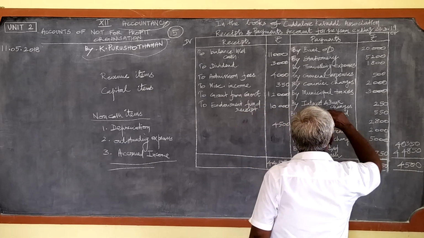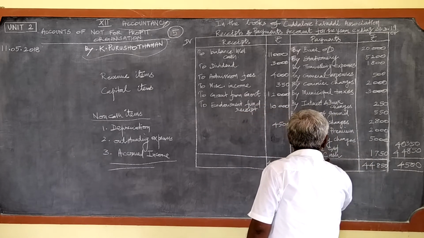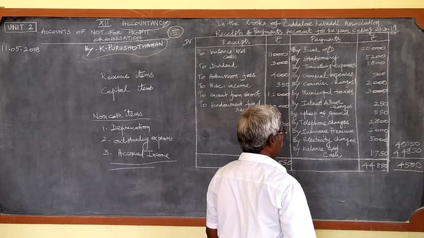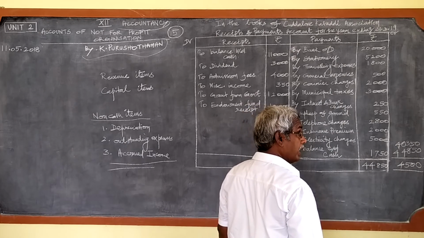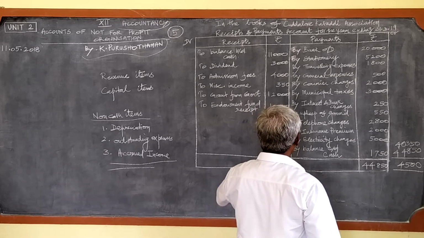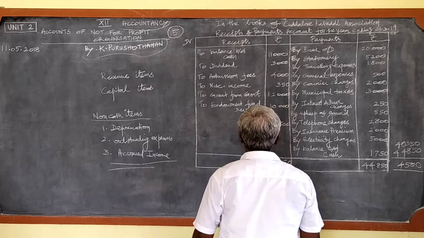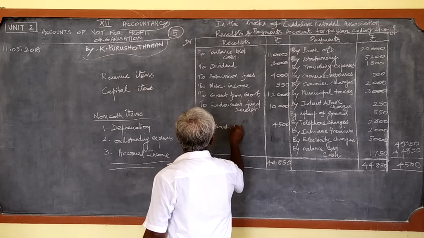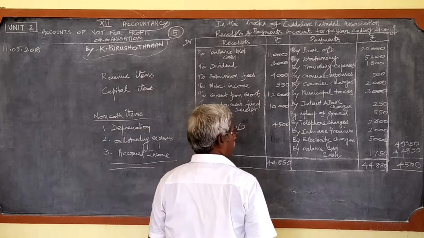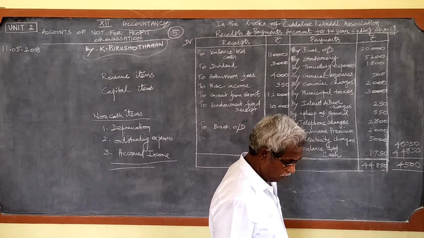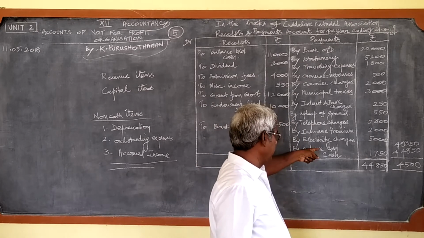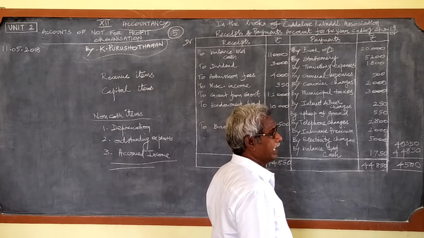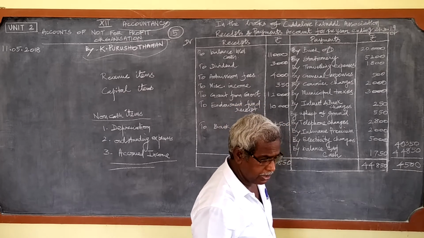Therefore, the balancing figure should appear on the receipt side. If the balancing figure is on the payment side, under balance carried down, cash is already given in the problem, therefore you can write bank, 4,500. That is what we did for problem number 4. But here the balancing figure is appearing on the receipt side, and therefore we should write here bank overdraft 4,500. If it is an ordinary balance, it should appear on the payment side. If the balance is on the receipt side, then you should write bank overdraft. Once again, I repeat.